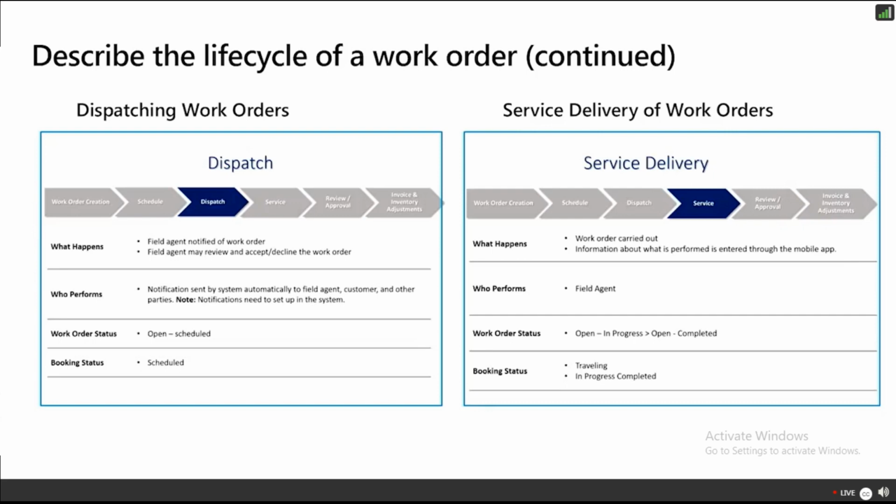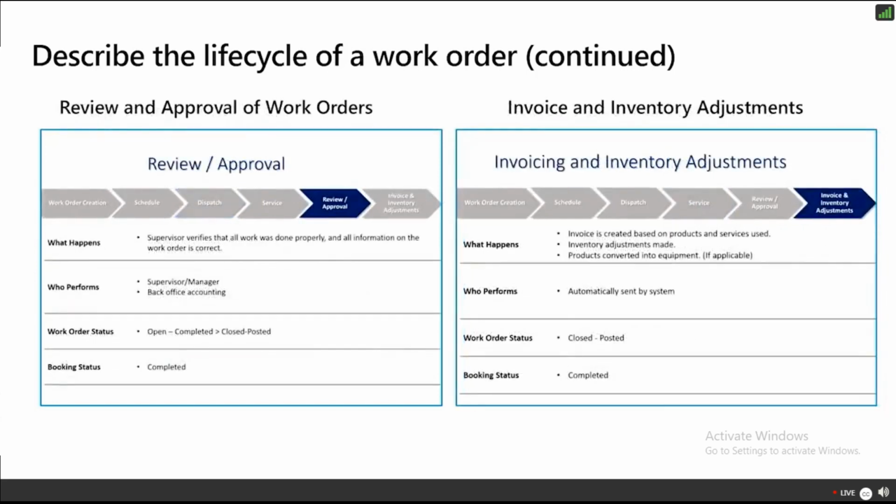And so the next step after the work order has been completed really just depends on your organization's procedures. You may require a supervisor to sign off on the work order to ensure that it's completed. But after they sign off on the work order, the order status will be updated to closed. And then any invoices or inventory adjustments can be made. And that right there is kind of the full overview of a work order.